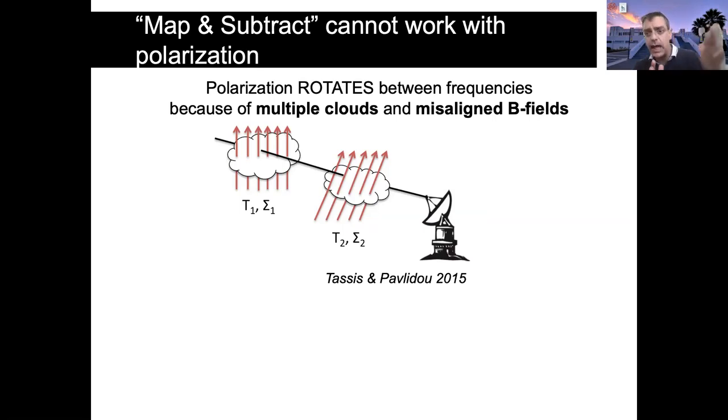Two clouds lie along the line of sight. One dominates the emission at high frequencies and the other at low frequencies. And the magnetic field that permeates each cloud is not aligned, right? Then the polarization pattern rotates between these frequencies for the same line of sight, trying to trace the magnetic field of the dominant cloud in each case.